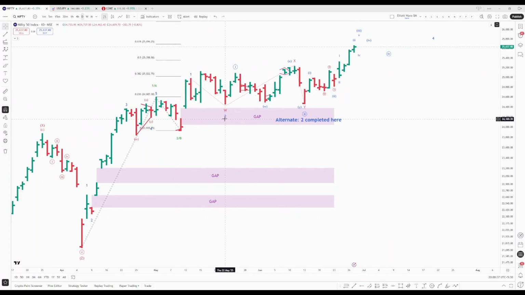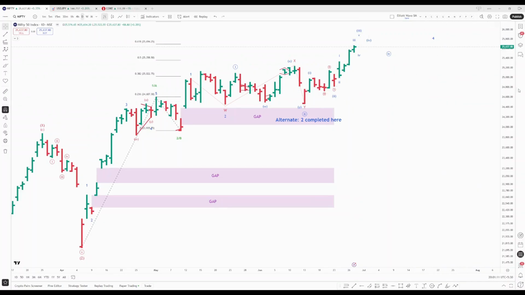So 2 ended here, and this was an impulse, and so this is 1 of 3, then this is 2 of 3, and then 3 of 3, 4 of 3, and 5 of 3, right? So that is one possibility, which is our primary count. Second possibility is the correction 2 did not actually end here, but rather ended here. So this is the alternate. So this is W, this is X, and then this is Y, right? And then the impulse is starting here. So 3 of 3C is starting from here.